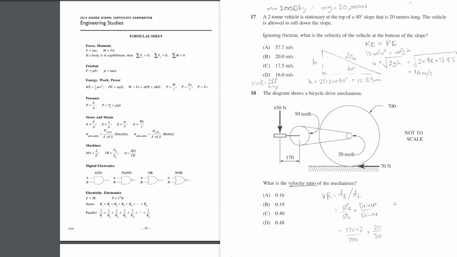Anyway, the point is that the velocity ratio of the gear is 20 over 50. Then comparing the two diameters, they give us this as a diameter. I think the diameter symbol has disappeared because when I printed this out of Firefox, Firefox didn't render some of the letters.